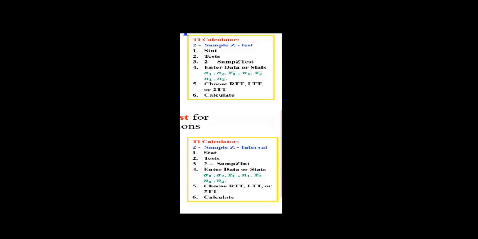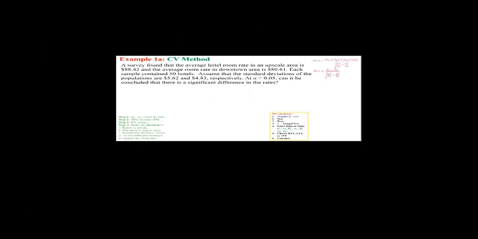A survey found that the average hotel room rate in an upscale area is $88.42, and the average room rate in a downtown area is $80.61. Each sample contained 50 hotels. Assume that the standard deviations of the populations are $5.62 and $4.83, respectively. At alpha equals 0.05, can it be concluded that there is a significant difference in the rates?